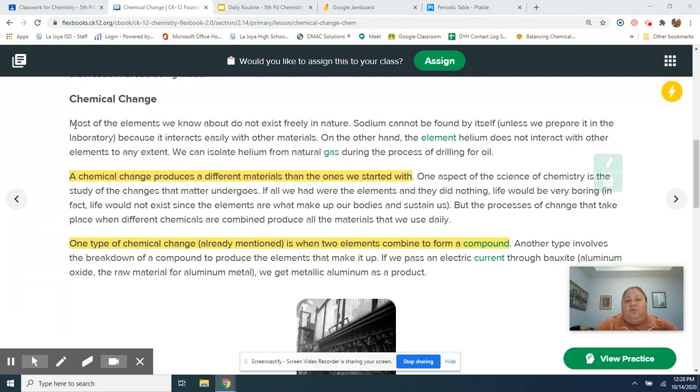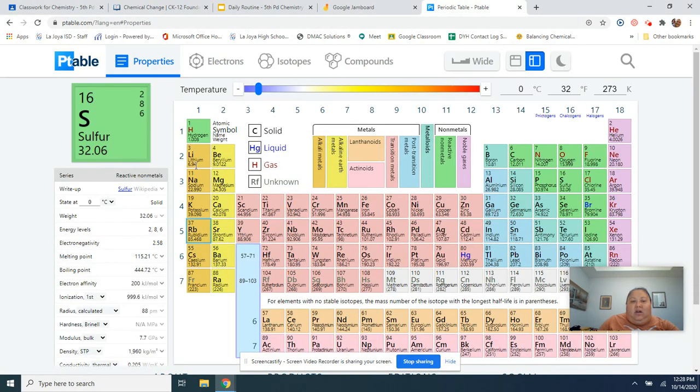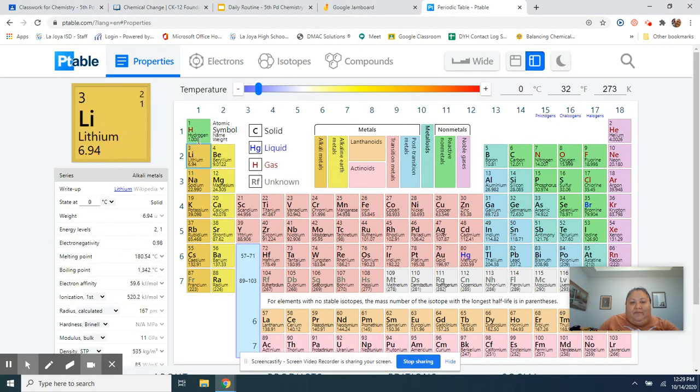Most of the elements we know about do not exist freely in nature. For example, sodium. Sodium cannot be found by itself because it interacts easily with materials. And we saw that. We saw a lot of group 1 metals in a video, I think it was last week. They were combining all of these metals with water. And that first one that we saw was lithium. Lithium, when you added it to water, releases a hydrogen gas, and we're able to see that.